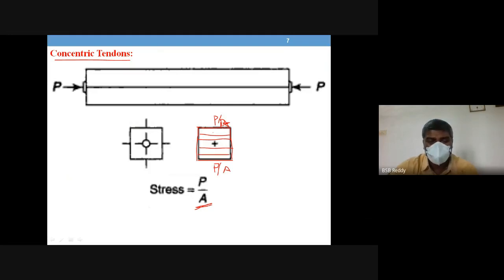So this is about when you want an axial member to be pre-stressed, where you are expecting exclusively tensile stress. Then you need a pure pre-compression so that it takes care of the tensile stresses coming from the service loads. When you have tensile force as service load, that will be counteracted by the compressive stress induced by this pre-stress value, right? So this is about concentric tendons.